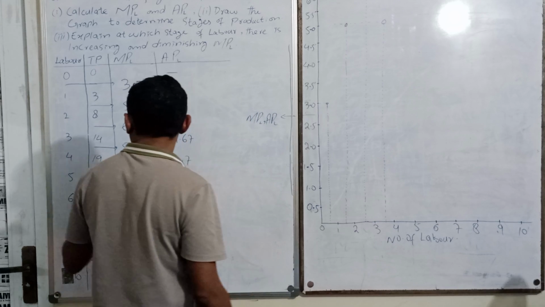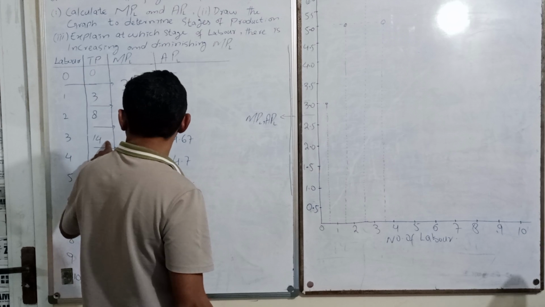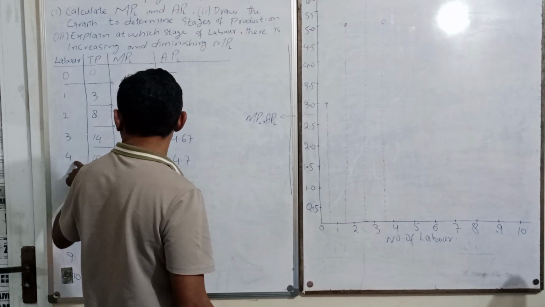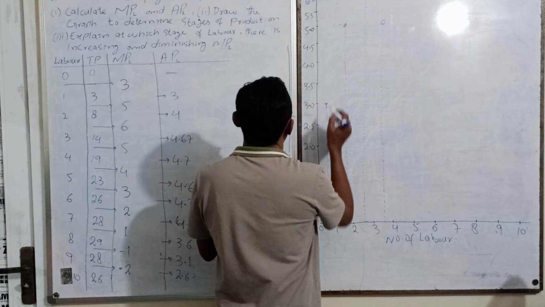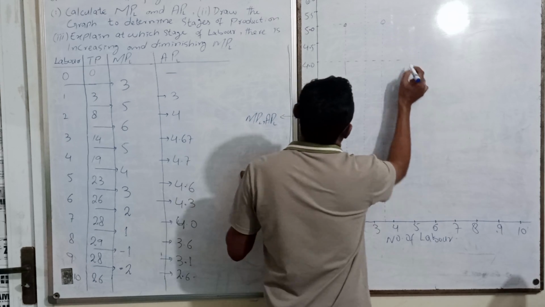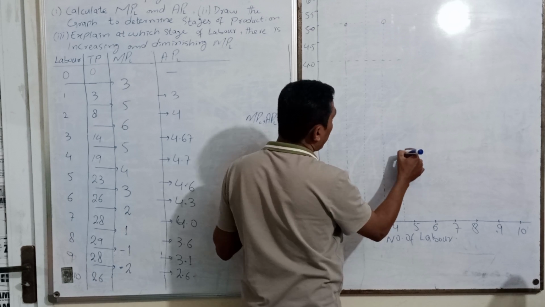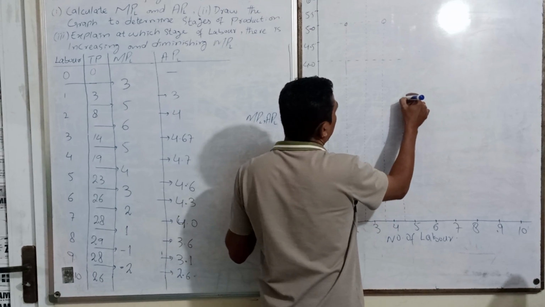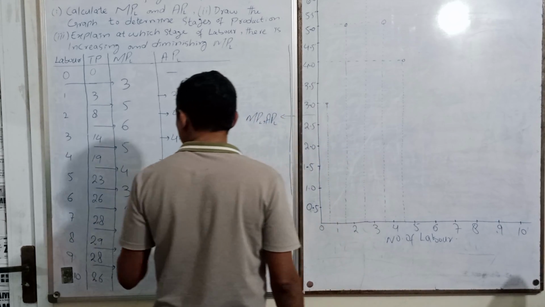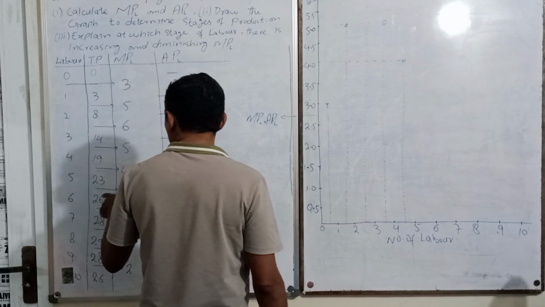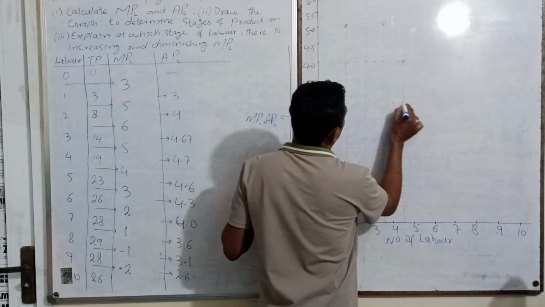Okay. Now between 4 to 5, the value is 4. And between 5 to 6, the value is 3. Here is 3.